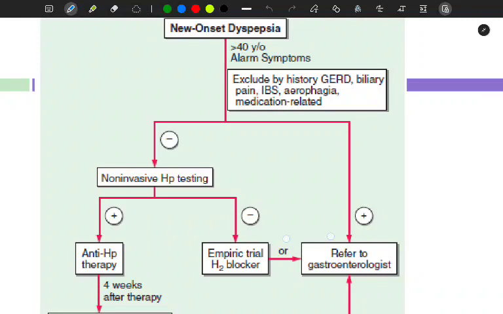Acid, reflux, heartburn, that's fine. Night symptoms, okay? Dysphagia, if associated with dysphagia. Weight loss, alright, that's good. Weight loss, dysphagia, hoarseness of voice, night symptoms, reflux.